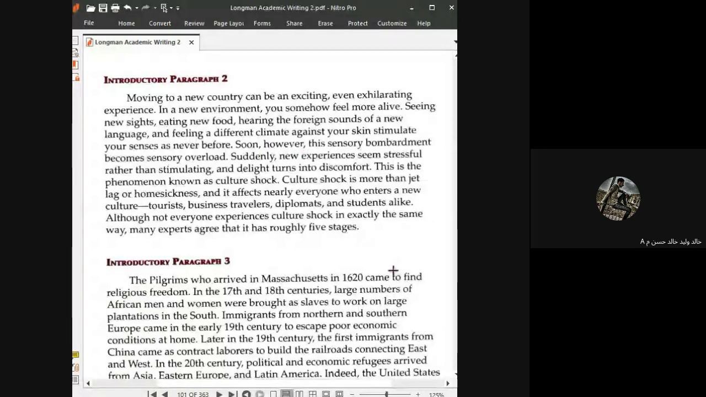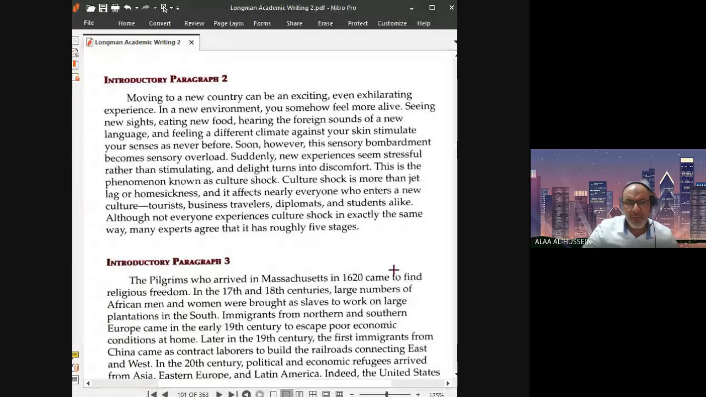Soon, however, the sensory bombardment becomes sensory overload. Suddenly, new experiences seem stressful rather than stimulating, and delight turns into discomfort. This is the phenomenon known as culture shock. Culture shock is more than jet lag or homesickness, and it affects nearly everyone who enters a new culture. Tourists, business people, development workers, and students alike. Not everyone experiences culture shock in exactly the same way. Many experts agree that it has roughly 5 stages.